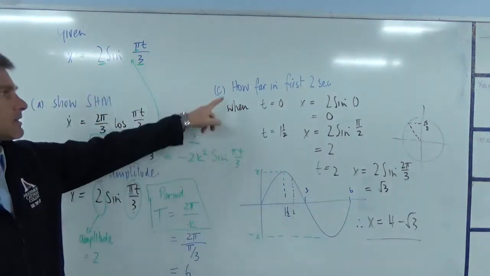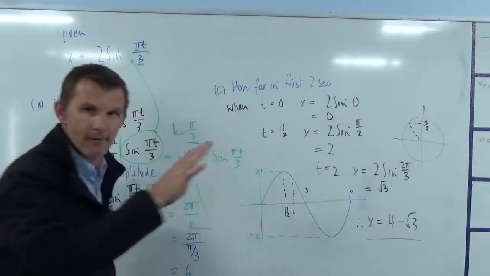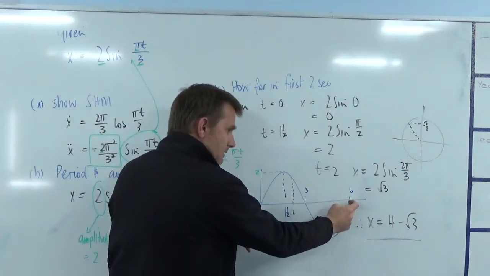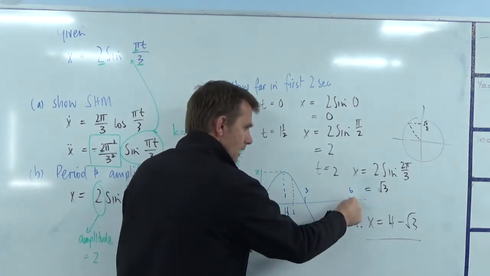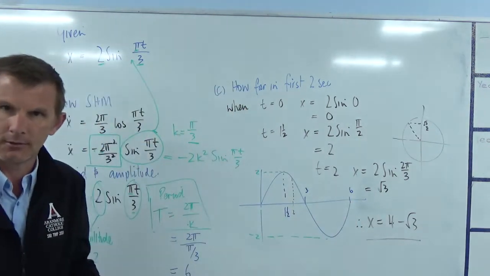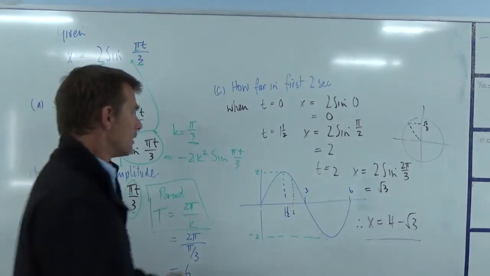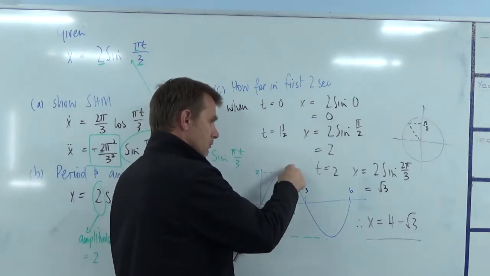Now with the next question, this is where this is building to: how far does it travel in the first 2 seconds? Well, in the first 6 seconds, it's going to go 2, 4, 6, 8. So that wouldn't be so hard to do. One cycle would be 8 metres, I assume. In 3 seconds, or half a cycle, it would be 2, 4.